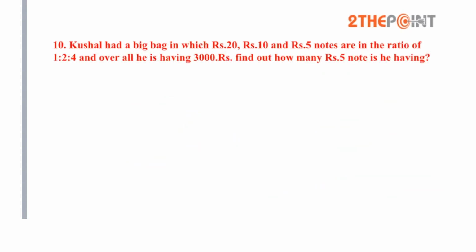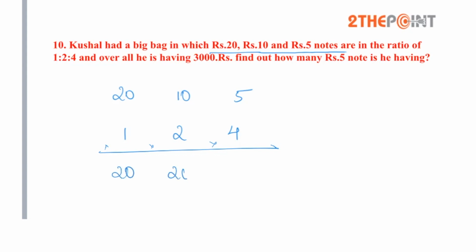Kushal had a big bag in which rupees 20, rupees 10 and rupees 5 notes are in the ratio of 1 is to 2 is to 4, and overall he has rupees 3000. Find out how many 5 rupee notes he has. Here it is given that Kushal has 20 rupee, 10 rupee and 5 rupee notes in the ratio of 1 is to 2 is to 4. That means he has these notes in the multiples of 1 is to 2 is to 4. Just multiply the terms: 20 into 1 is 20, 10 into 2 is 20, and 5 into 4 is 20. That is a total of 60.